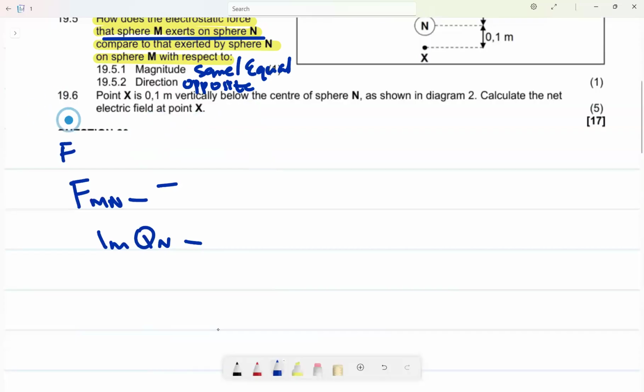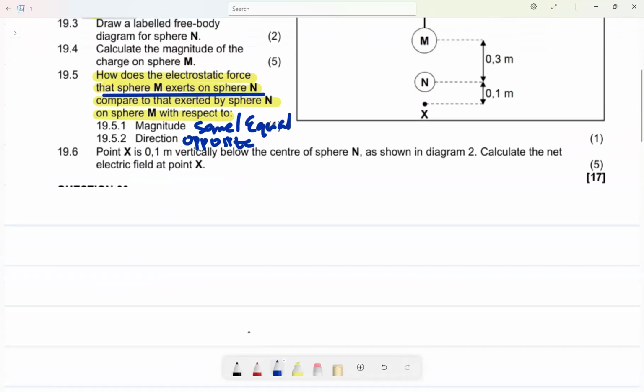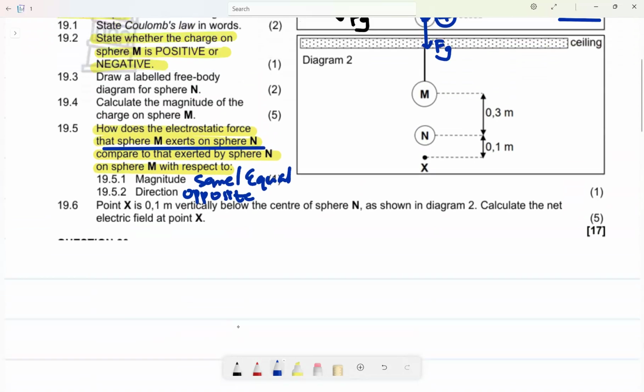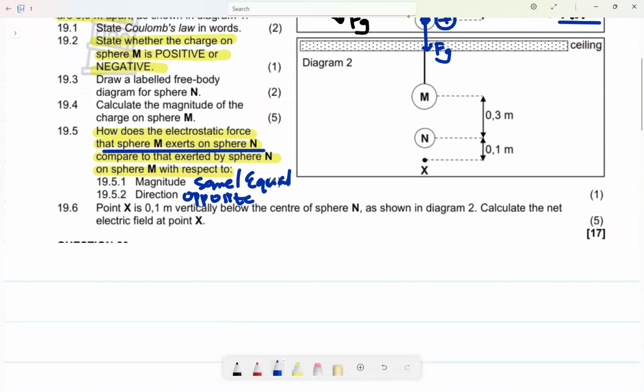Okay. They tell us point X is 0.1 meters vertically downwards, below the center of sphere N, as shown in diagram 2. Calculate the net electric field at point X. So remember, X is a point charge. Always X is a positive point charge, unless they told you it is a negative point charge. So we want to find the net electric field experienced by X, okay? So now, remember, N is positive, this is negative, okay?